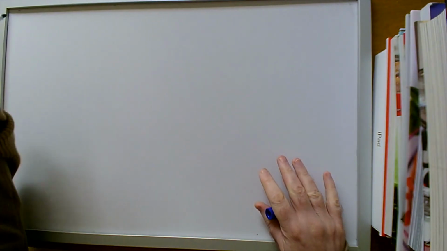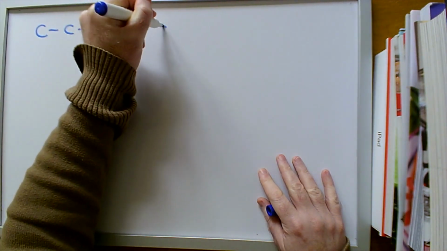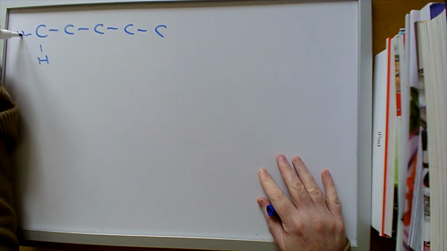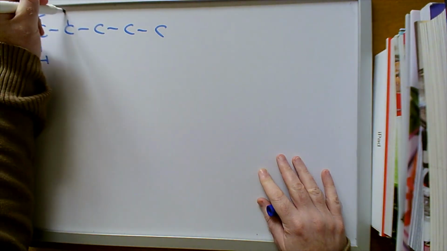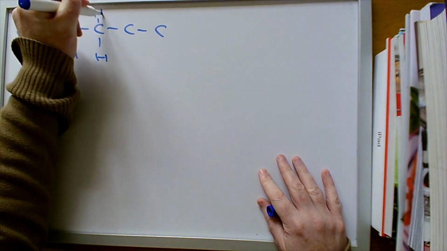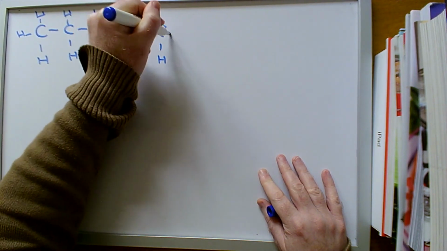So now let's go for the answers. Now our molecular formula is C5H12, and because the number of hydrogens is double and add 2 compared to the number of carbons, it has to be an alkane. So the obvious thing to do first is to draw the straight chain alkane that's got 5 carbons in, and that would be pentane.